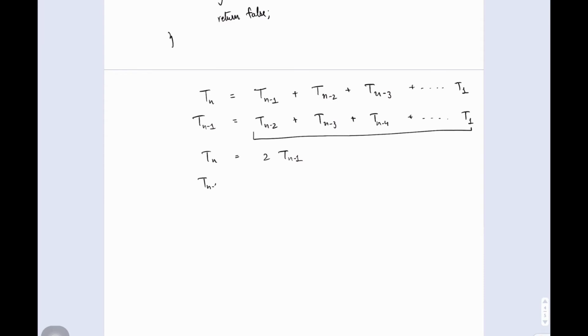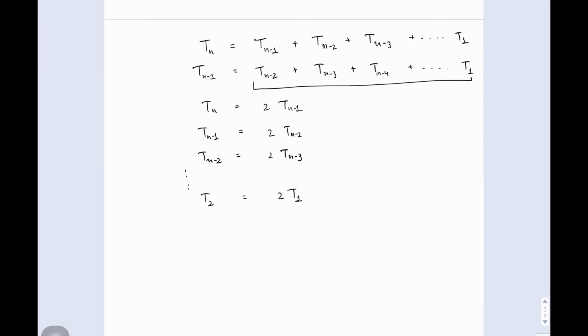T of n minus 1 will be twice T of n minus 2. T of n minus 2 will be twice T of n minus 3 and so on. It will go till T of 2 is twice T of 1. So if you think about it, how many times have we written this? So this is 1 to n minus 1. So this can be written as 2 raised to power 0.